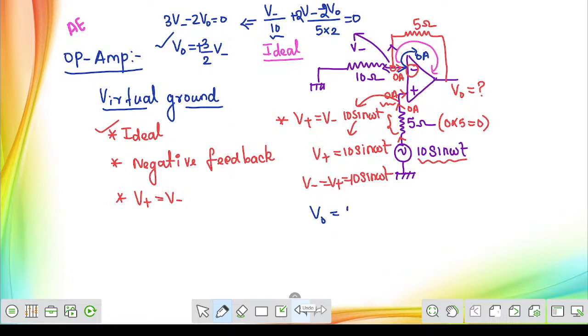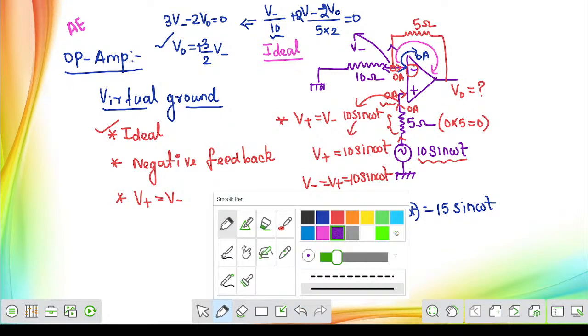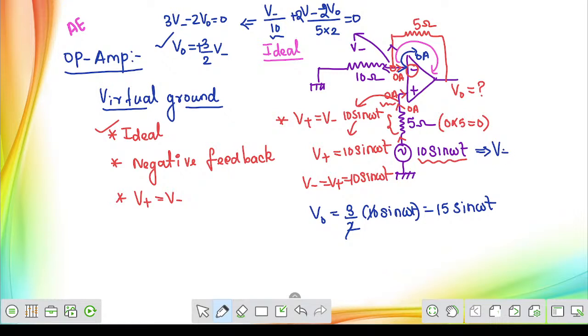From this, V naught equals 3 by 2 times the given supply voltage. The supply voltage is 10 sin omega t. Cancelling, this will be 5, and 5 times 3 is 15 times sin omega t, which is the final answer. Since the input voltage is given across the non-inverting terminal, the output voltage also becomes positive. There is no phase shifting. You can observe phase shifting between input and output voltage only if the supply voltage is given across the inverting terminal, V minus.